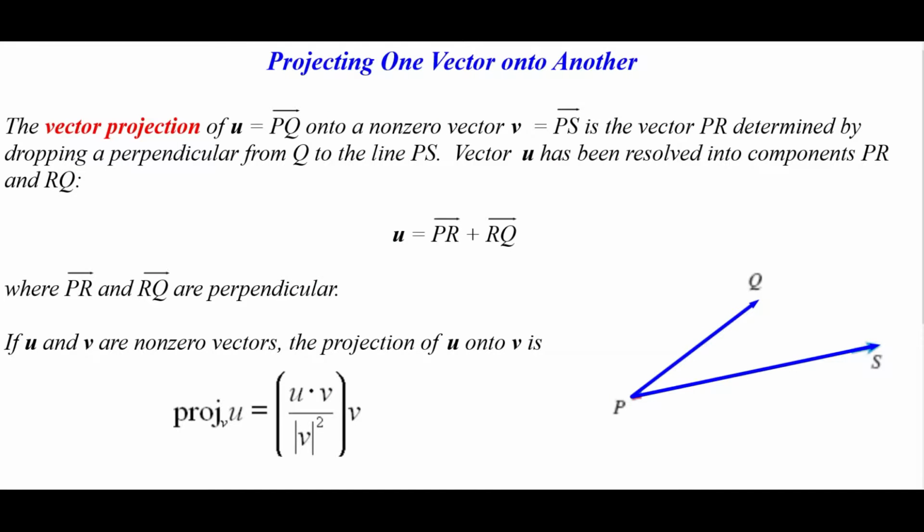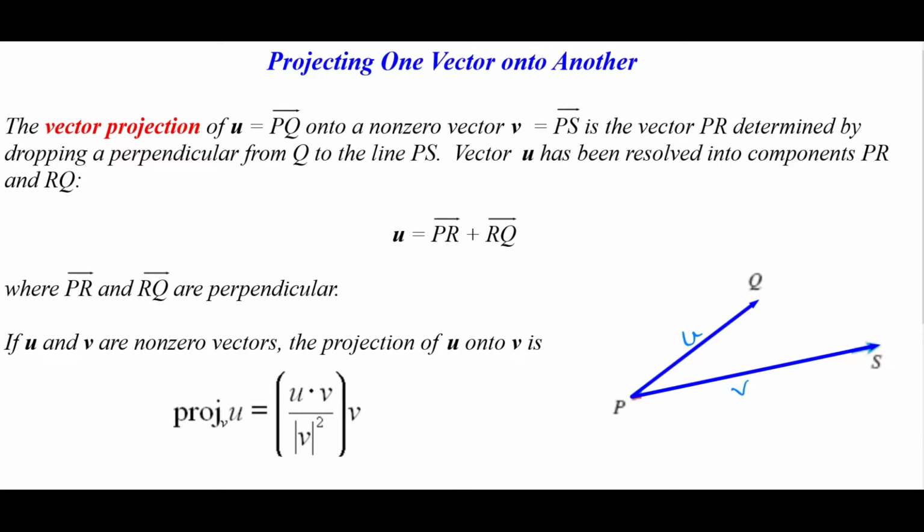In this video, we're going to look at projection vectors and some vector application problems. So first, a projection vector. The projection vector of u, which is the vector PQ, onto some non-zero vector, in this case PS, which we're going to call v. So we're projecting vector u onto vector v. And that is the vector PR, which is determined by dropping a perpendicular from Q to the line PS.